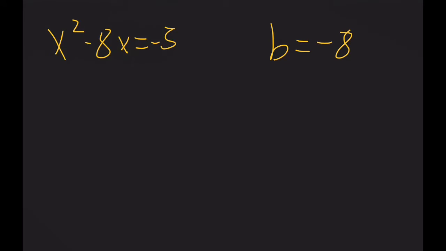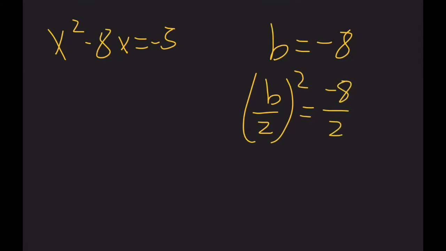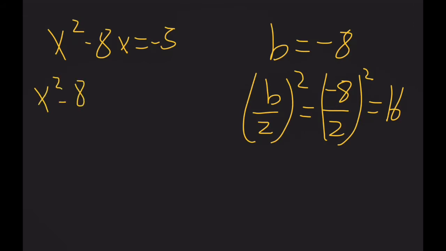Afterwards, to figure out what you're going to have to add on both sides to complete the square, you do b divided by 2 squared. So for this equation it will be negative 8 over 2 squared, which is equal to 16. So therefore you add 16 to both sides. X squared minus 8x plus 16 equals negative 5 plus 16, which is 11.